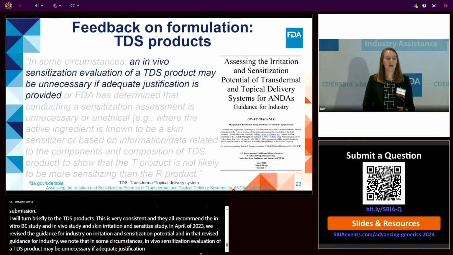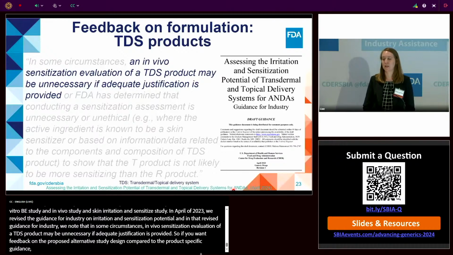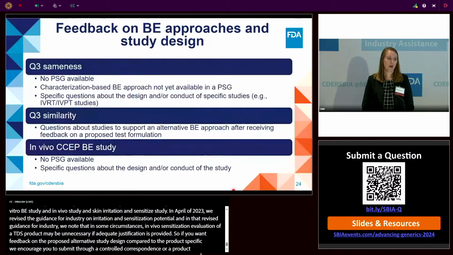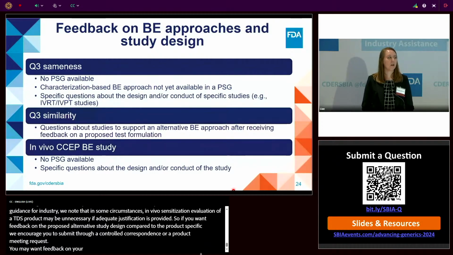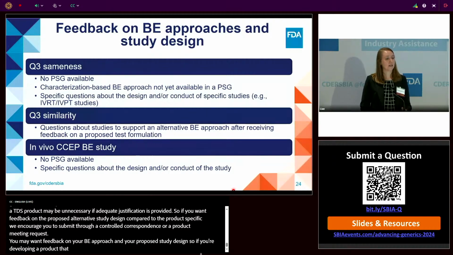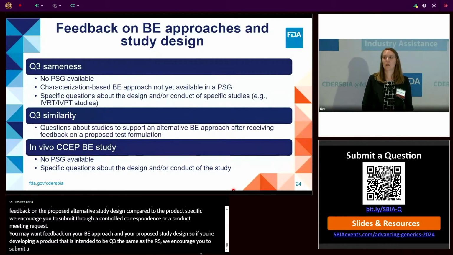And so if you want feedback on a proposed alternative study design compared to what's in the product-specific guidance for these products, we encourage you to submit communication to the agency through a controlled correspondence or a product development meeting request. You might also want feedback on your proposed bioequivalence approaches and your proposed study design. So if you're developing a product that is intended to be Q3 the same as the RS, we encourage you to submit a product development meeting request if no PSG is available, or if a characterization-based approach is not yet available in the PSG of the product you intend to develop.